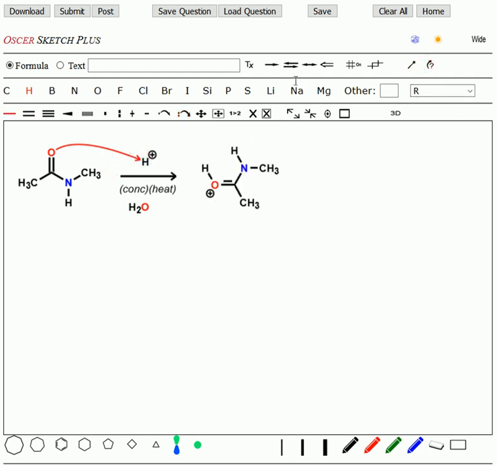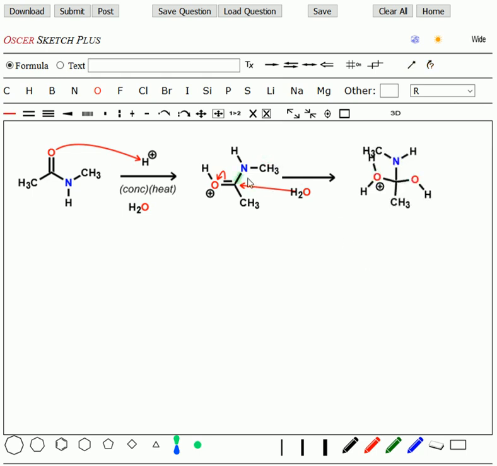We take our protonated carbonyl and attack it with a water molecule. So get a water molecule and do a simple attack on the carbon of what was originally the carbonyl, push the double bond out onto the oxygen, and get our product. So here's our tetrahedral intermediate.